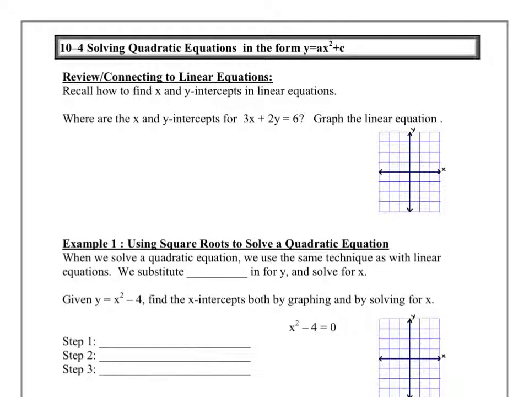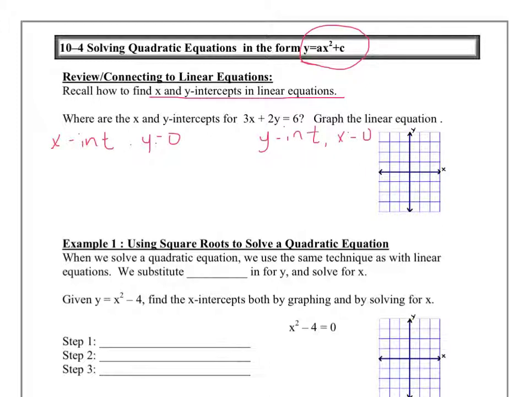In this lesson, we're going to be looking at solving quadratic equations in the form of y equals ax squared plus c. Okay, so you notice that the bx in the middle is not there this time. Before we start, I just want to review a little bit about how to find the x and y intercepts from linear equations. Remember that when we want to find the x-intercept, we put y equal to 0. And when we want to find the y-intercept, we set x equal to 0.